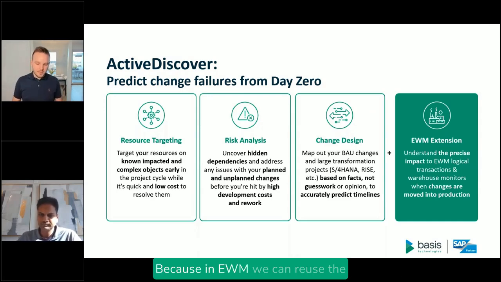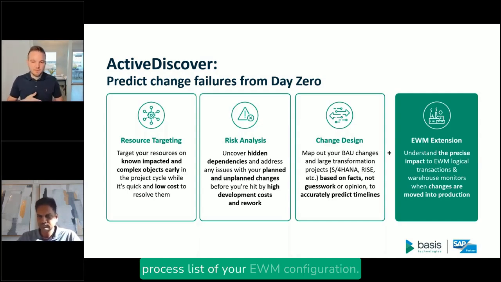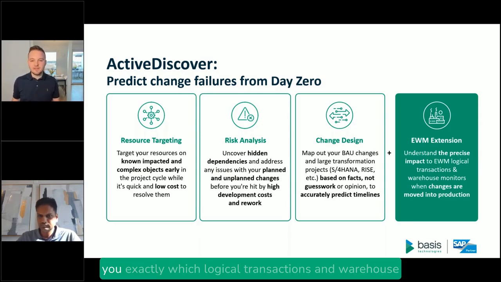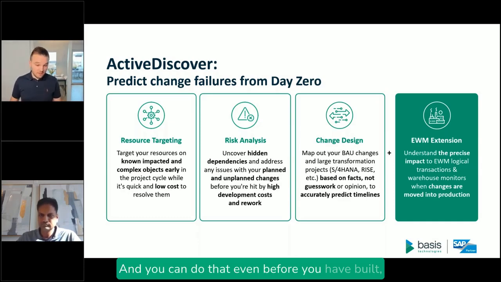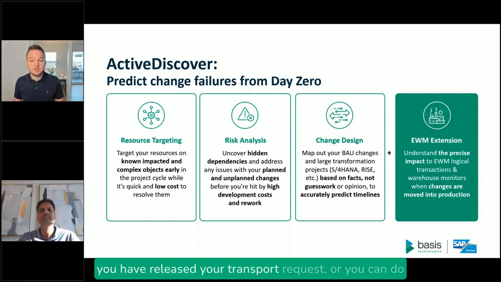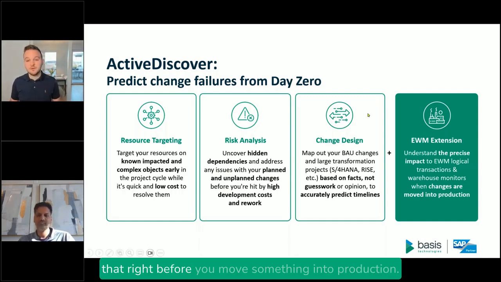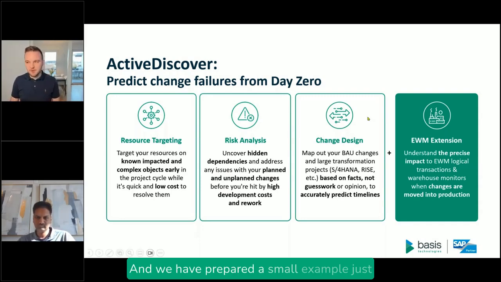Because in EWM we can reuse the process list of your EWM configuration. With that, we can basically show you exactly which logical transactions and warehouse monitors are affected by a change. And you can do that even before you have released your transport request, or right before you move something into production. And we have prepared a small example just to show you how an analysis run works.